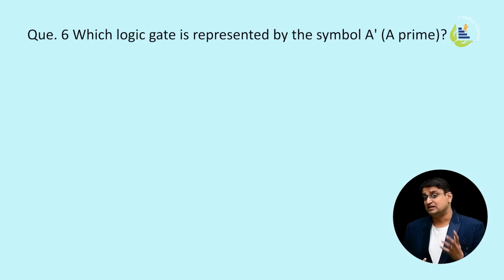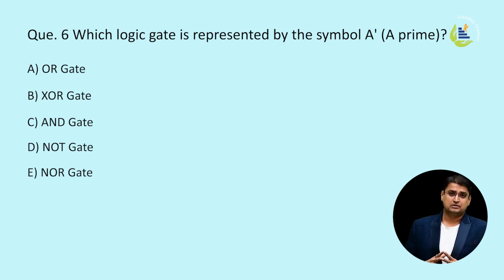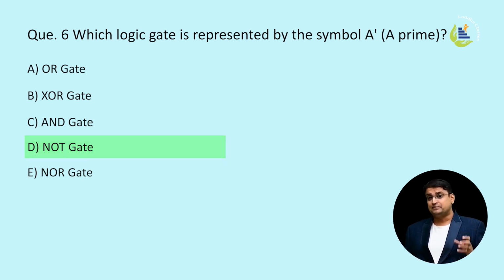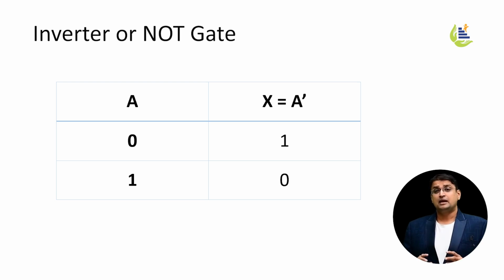Question 6. Which logic gate is represented by the symbol A dash? Options are OR, XOR, AND, NOT, NOR. Correct answer option is D, NOT gate, because a dash represents the NOT gate, which inverts the input value. Other gates do not use the A dash.